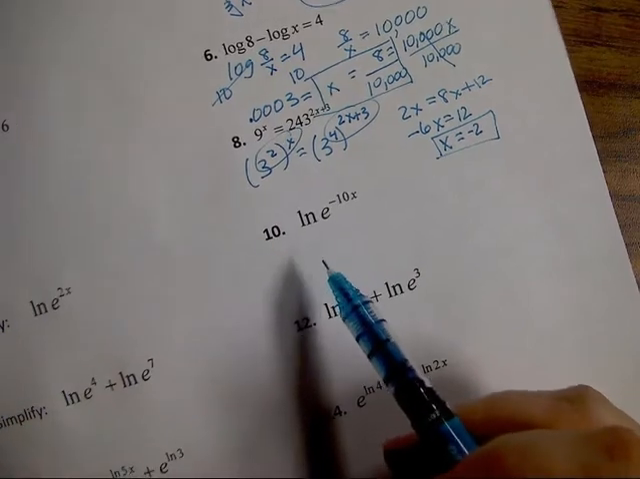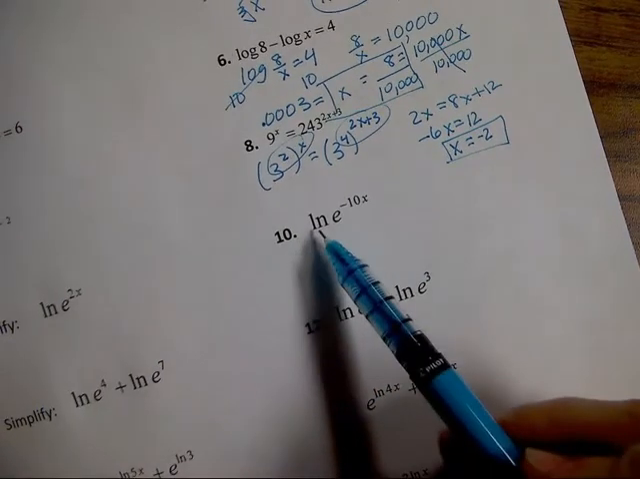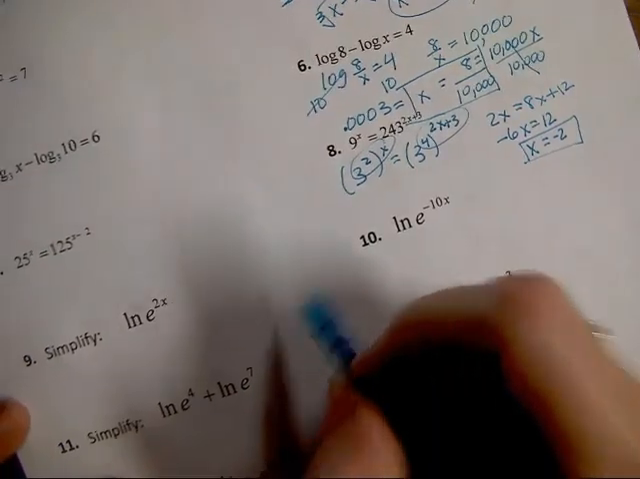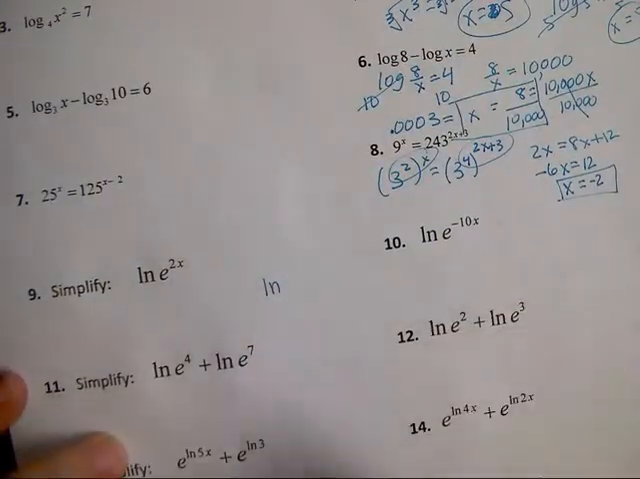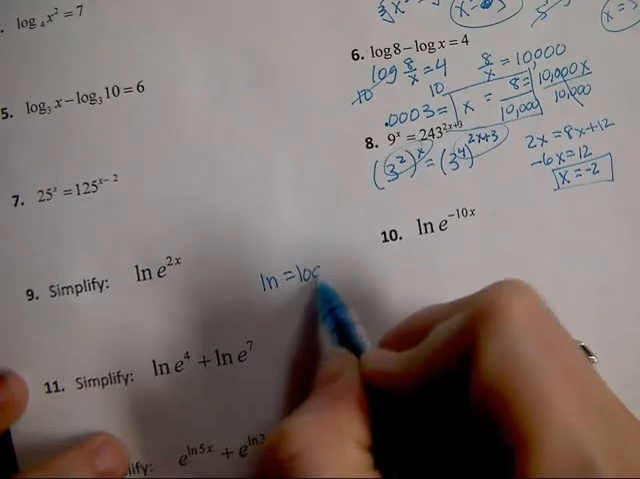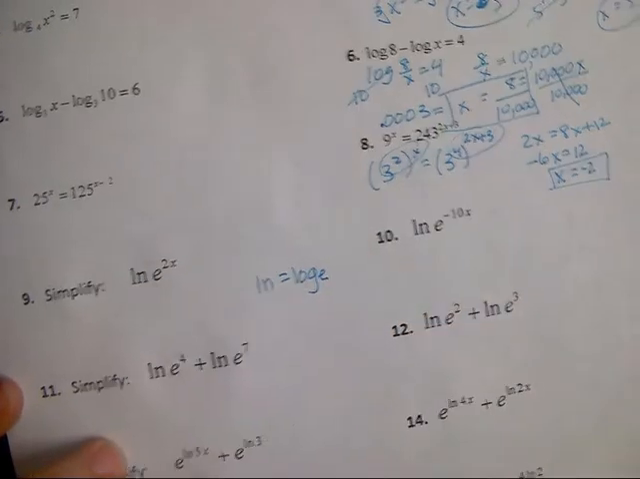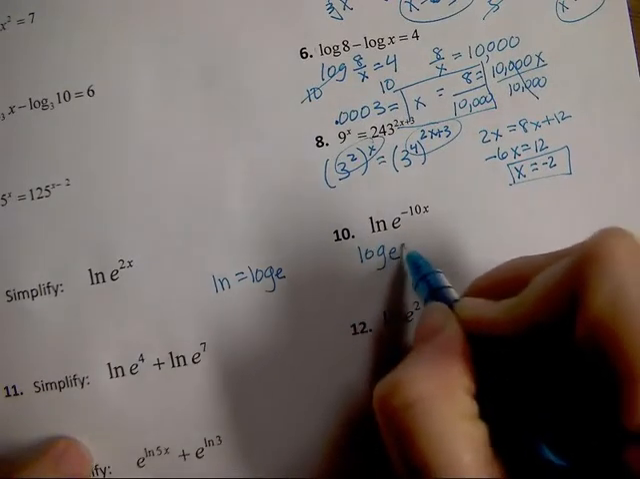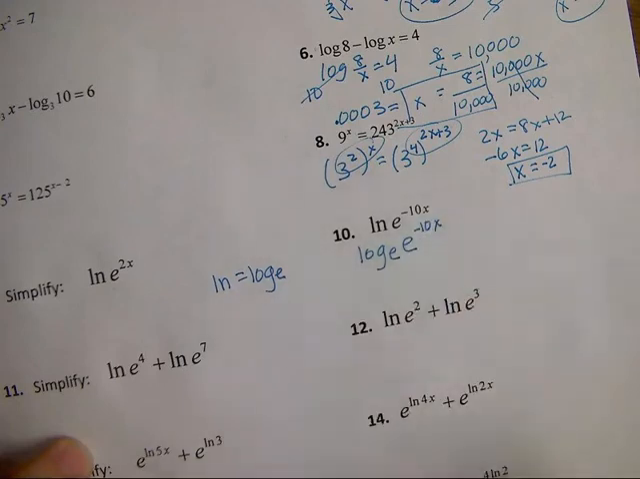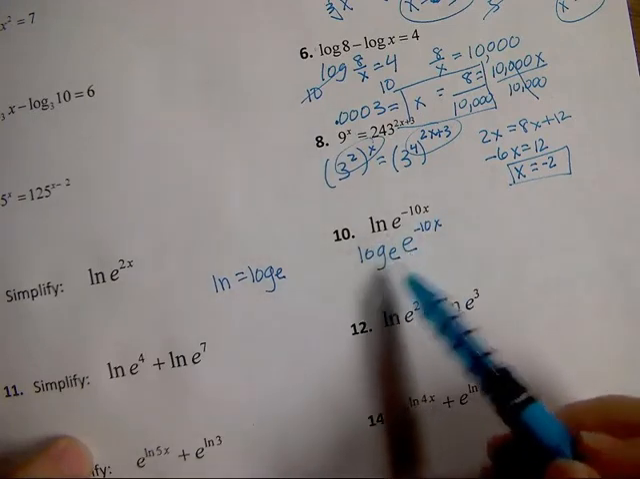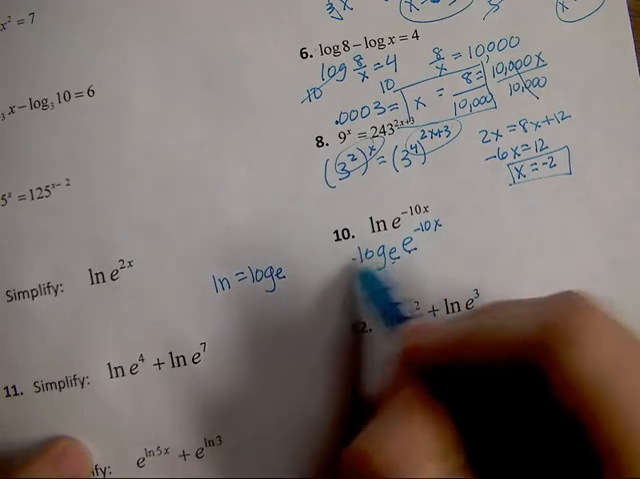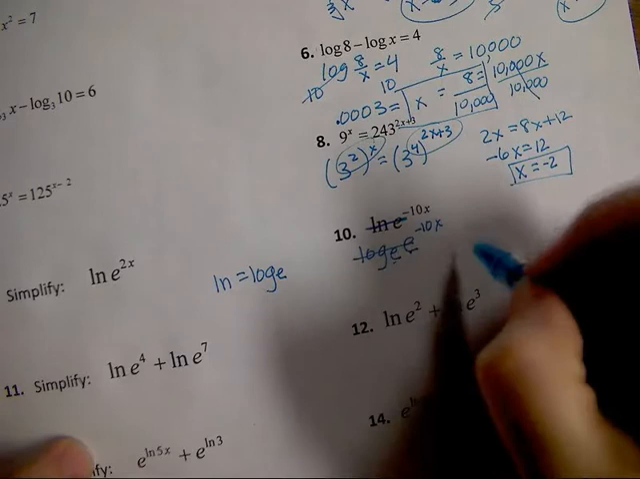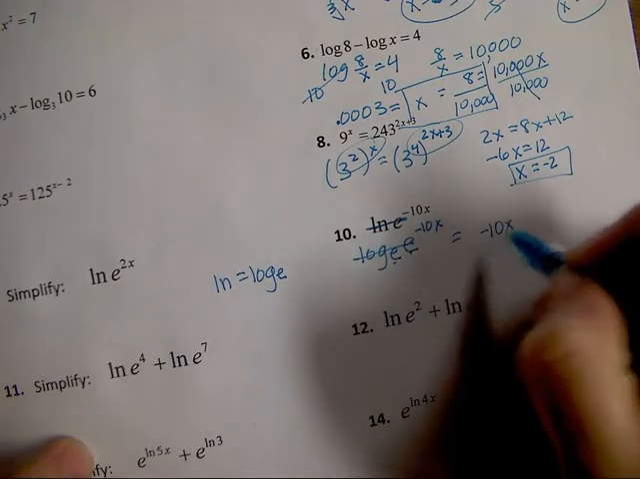All right. Number 10, we are simplifying now. I see natural log and e. Remember, guys, we talked about how natural log is a log with a base of e. So to see natural log e, I'm actually looking at log base e of e to the negative 10x. That's why they're inverses, because look, their bases are matching. That is why I get to cancel those two out whenever I see them next to each other. All right, so this simplifies to just negative 10x.